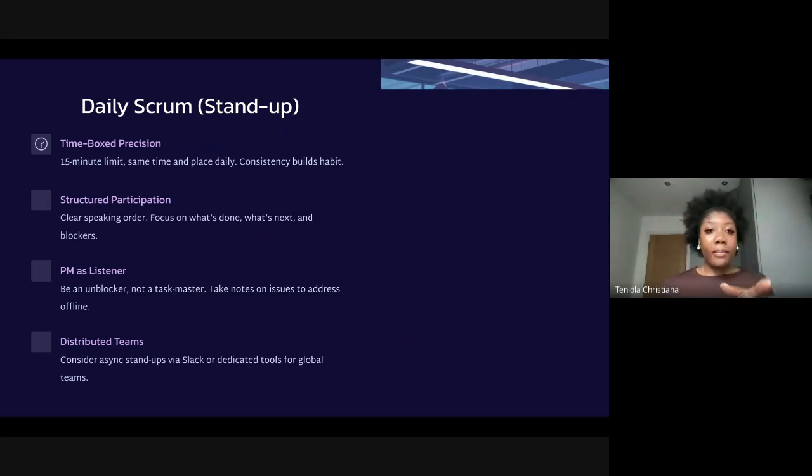Okay. And it's not about problem solving in the exact daily scrum. It's about making any risks or issues known, so that they can be discussed after the meeting. Straight away, okay, so-and-so has a blocker with this. I need to put some time in with them today so that we can address this. It's about structured participation.